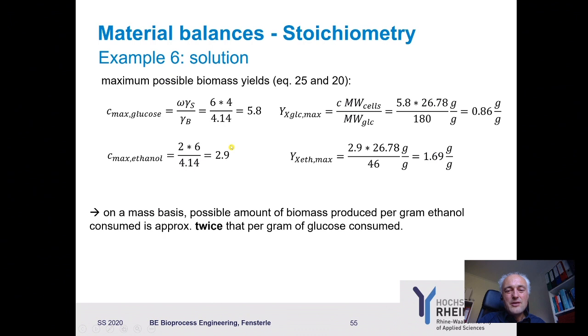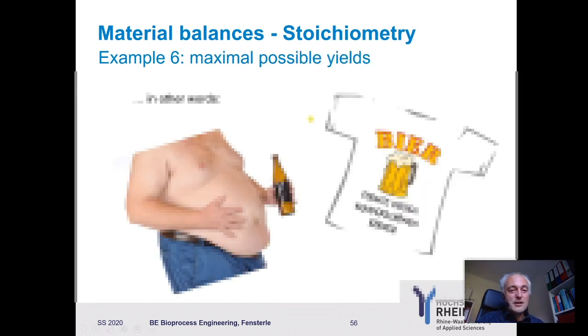And it's even more evident if you go to mass terms, which is the more relevant, of course, calculation. So you produce 0.86 grams biomass from 1 gram glucose, but you produce 1.7 gram biomass from 1 gram ethanol. This is the maximum possible yield, thermodynamic. But of course, you can also translate that into real yields. And the translation into real yields is this one.